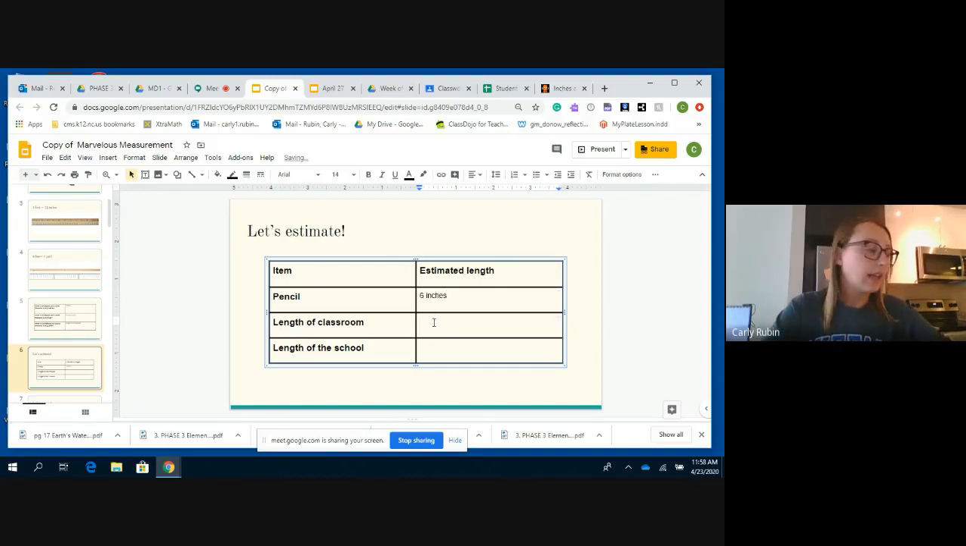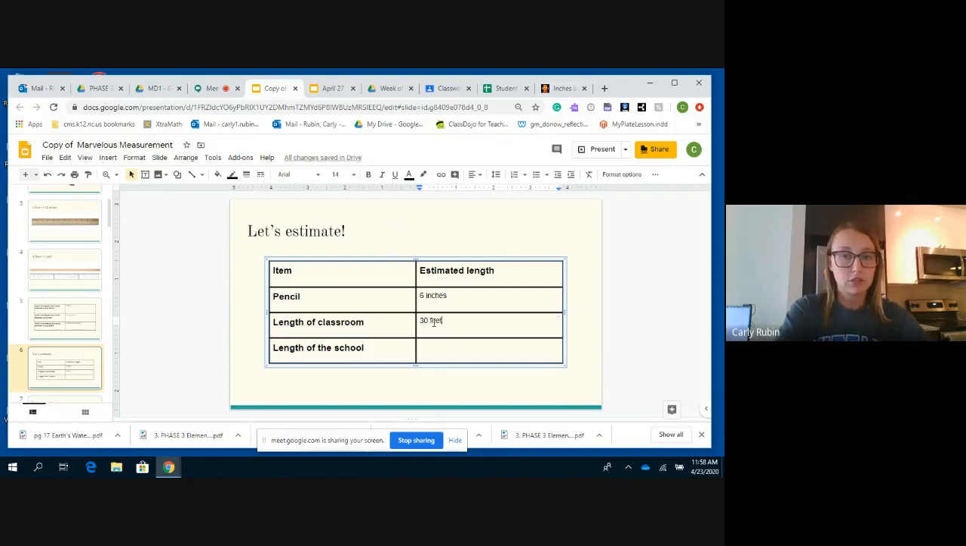Okay? Length of a classroom. I know that's a lot bigger than the length of a pencil, so I'm not going to use inches for that. I'm going to use feet. So I would say the length of a classroom would be about 30 feet. If you think about the length from one end of our classroom to the other, it would be about 30 feet. All right, like 30 rulers.